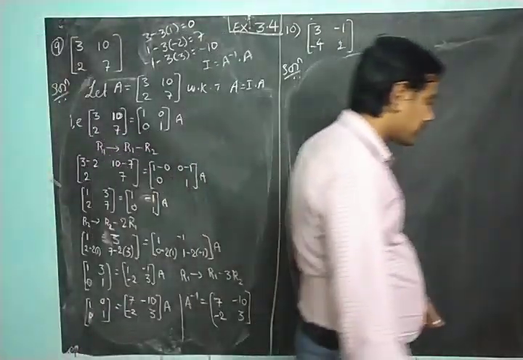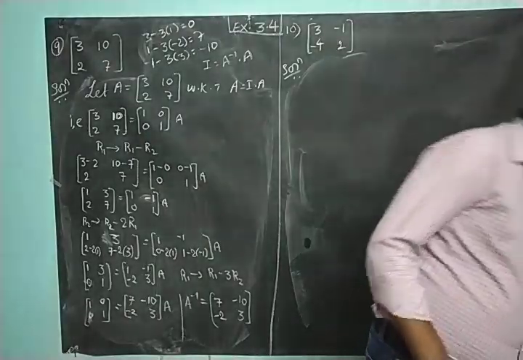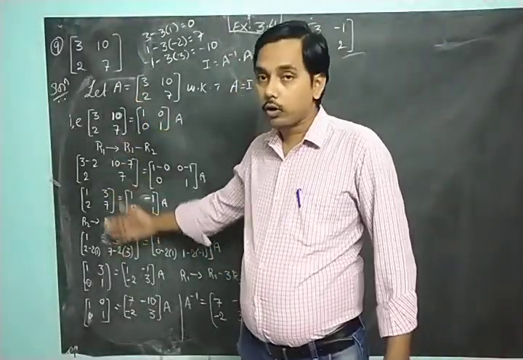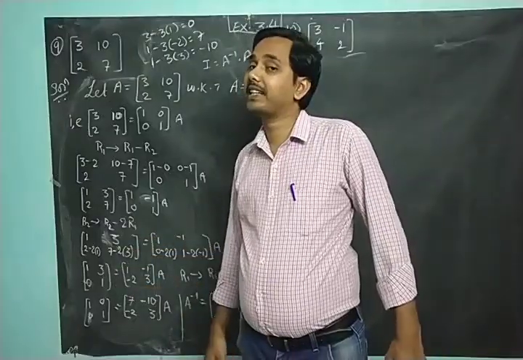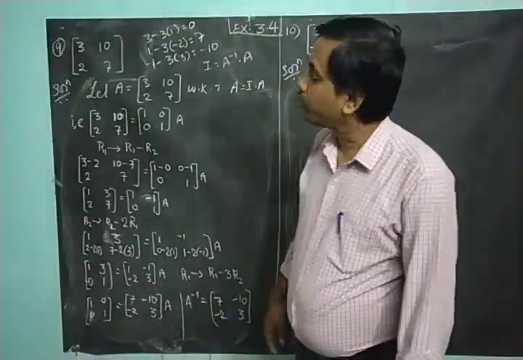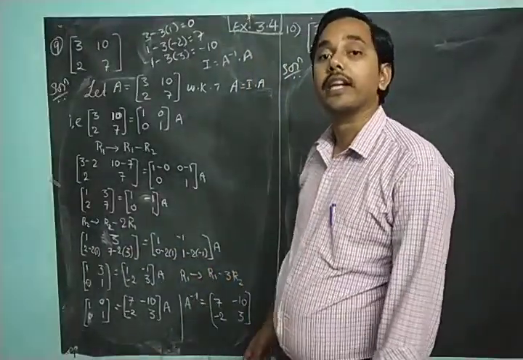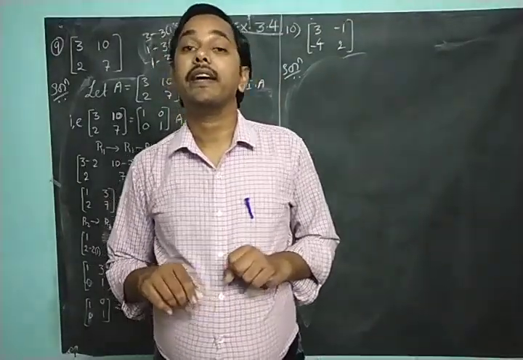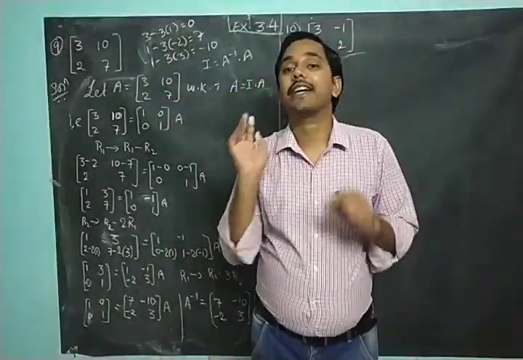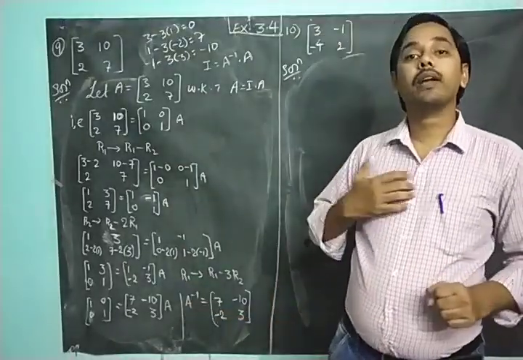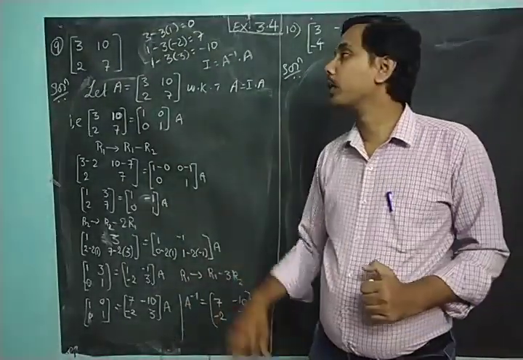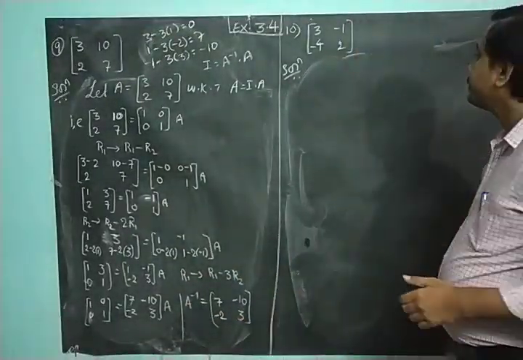Okay, so this is how we need to proceed. Our motto is to transform the matrix on the left hand side into the identity matrix. Once we do that, whatever matrix we get on the right hand side will be our required A inverse. Okay, so let us proceed with the next one.